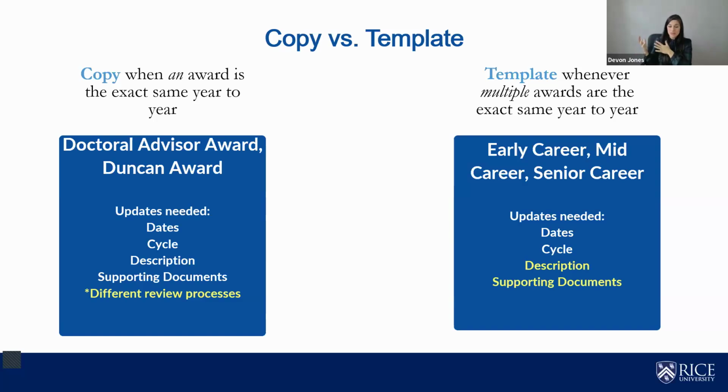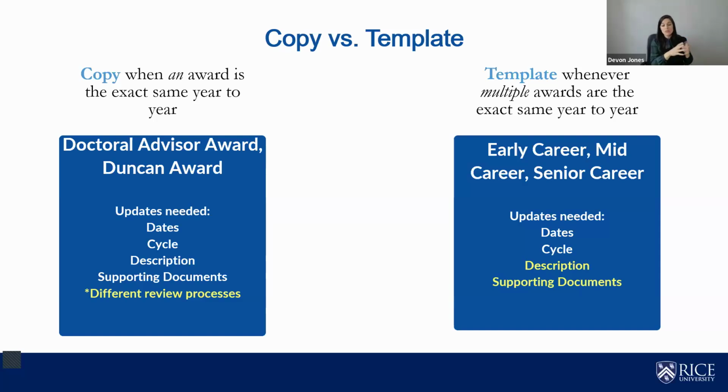So I think of master templates as your master key. One small change can save you hours of work later. So when I think about the examples I presented earlier, the Duncan Award and the Doctoral Advisor Award always will need the dates and the cycle updated. The description usually needs a small adjustment here and there each year. And we do like to include a list of the past winners in the supporting documents.